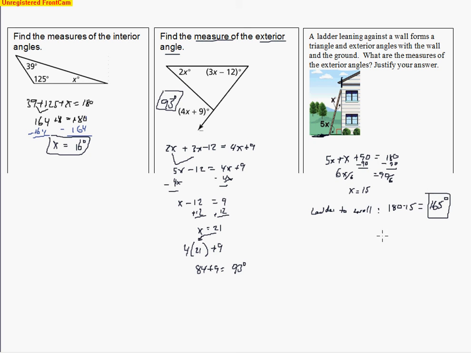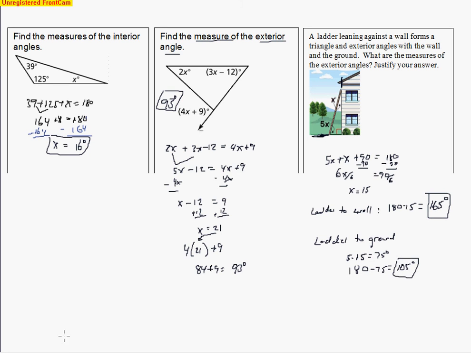And then I'm going to end up doing the same thing with the next. I'm going to do ladder to ground, but I've got a little bit of work to do here because I have to multiply 5 by 15 first. So 5 times 15 gives me 75 degrees, and then I can do the subtraction. 180 minus 75, that gives me 105 degrees.